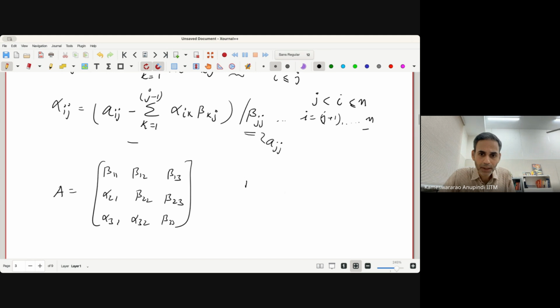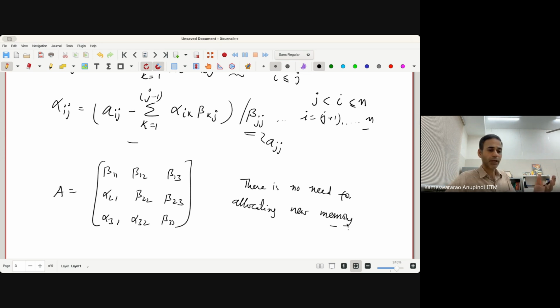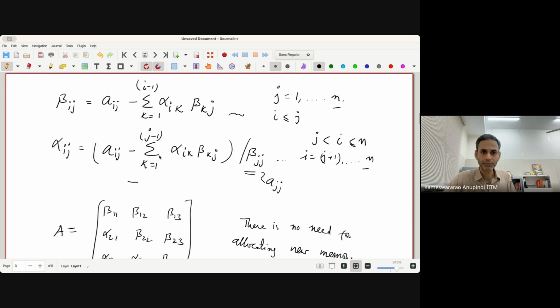So I can say there is no need for allocating new memory, right? The LU decomposition can be done within the memory of A itself, right?